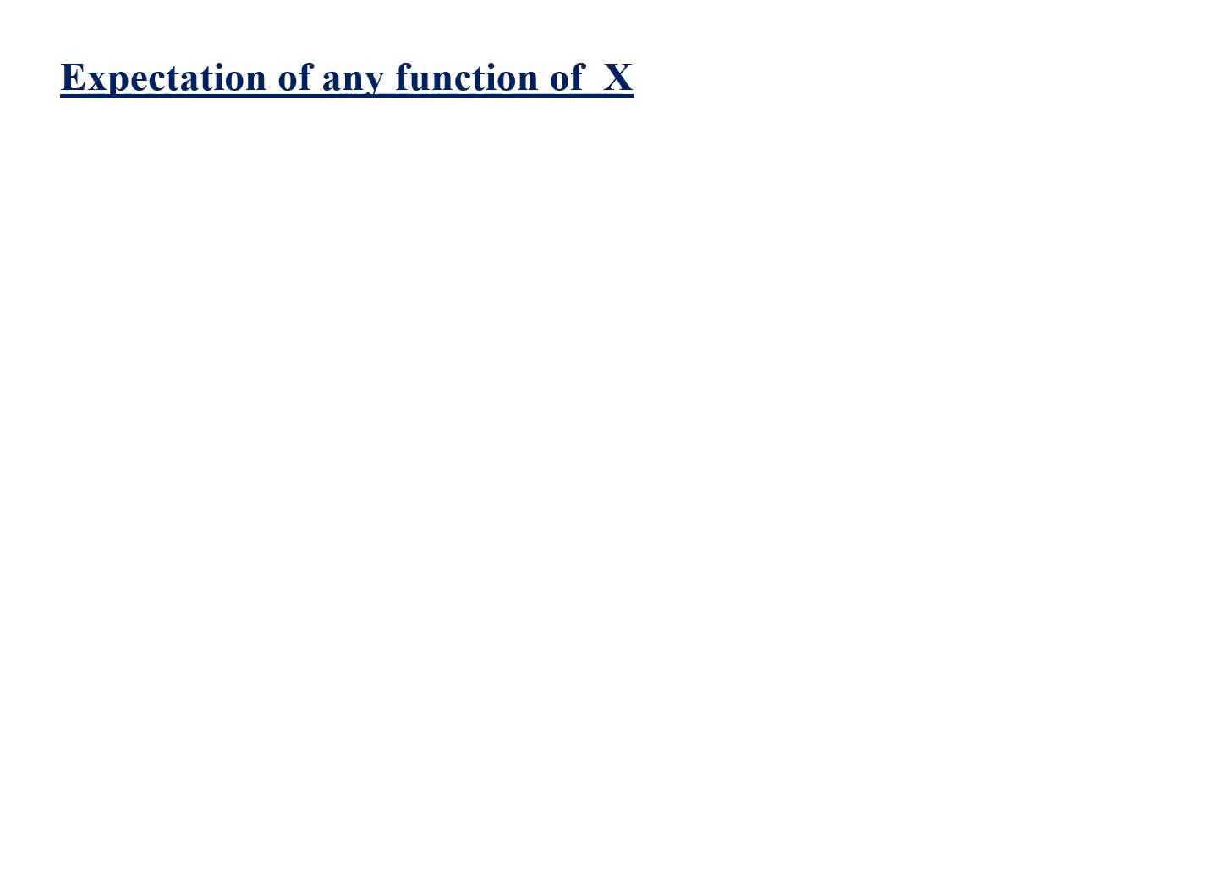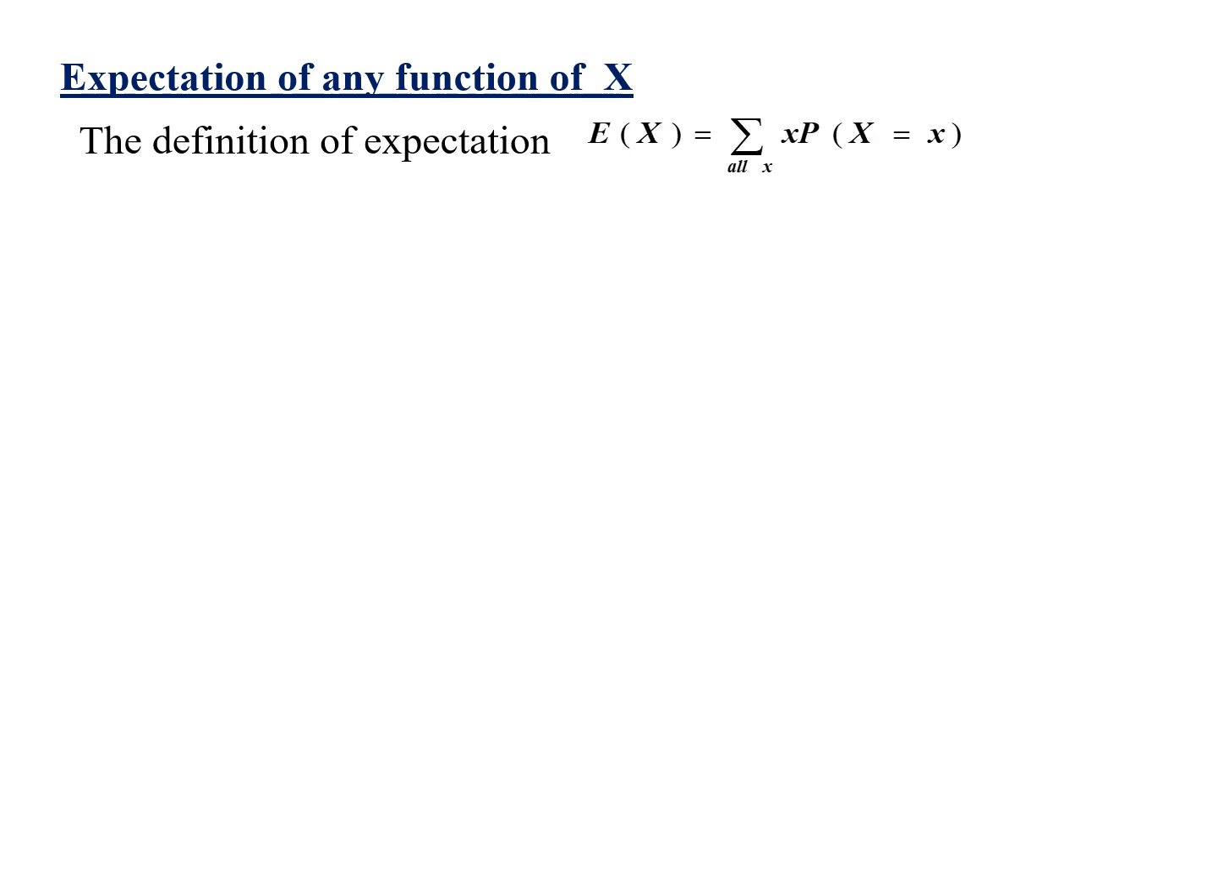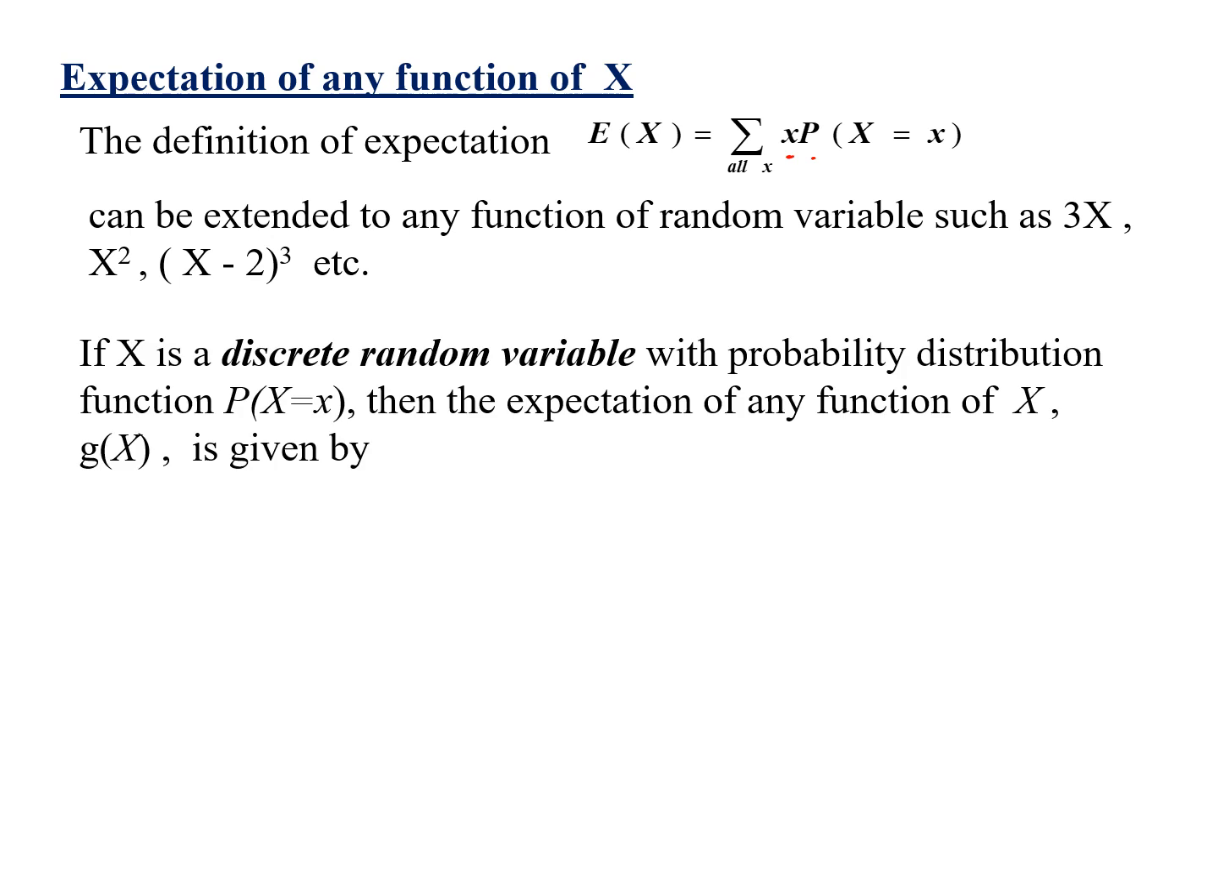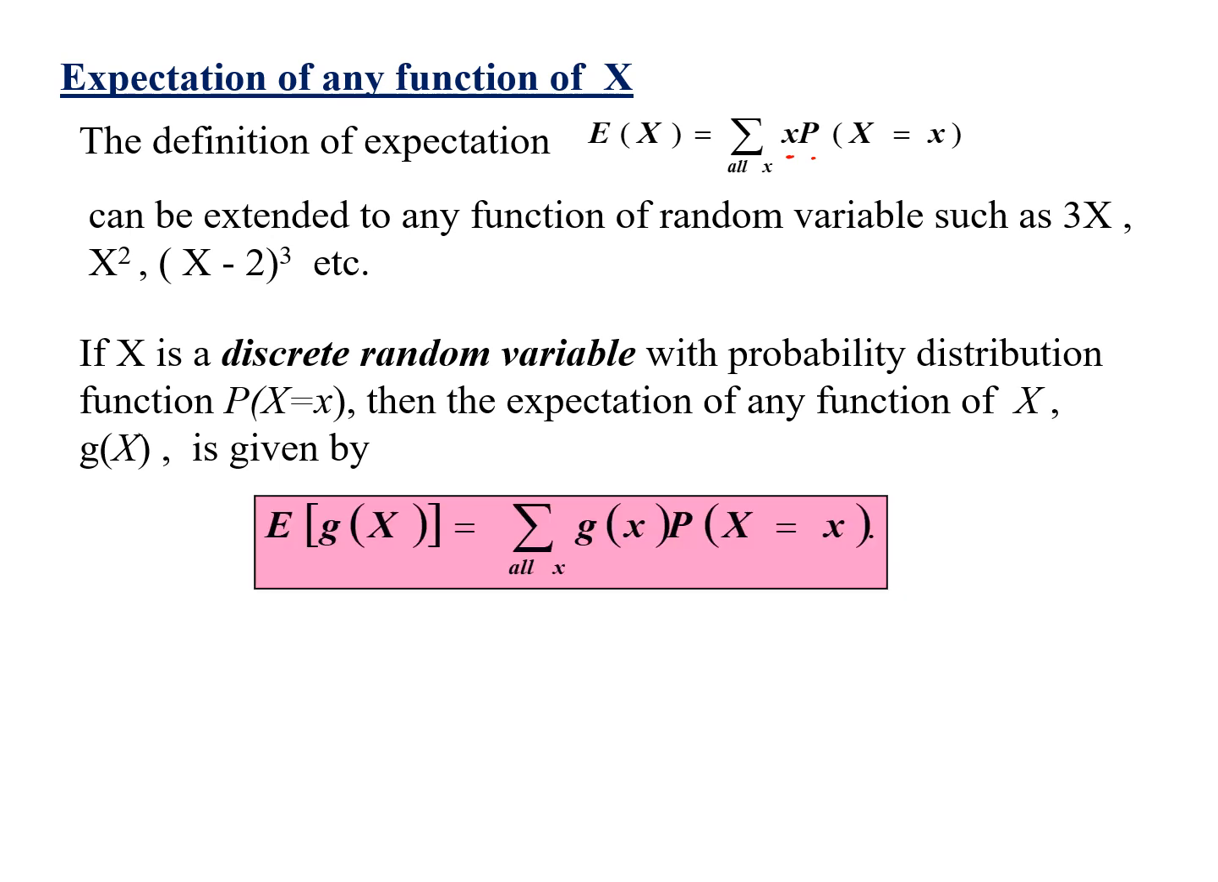Expectation of any function of x. The definition of expectation, E(x) equals the summation of x times the probability, can be extended to any function of random variables such as 3x, x squared, (x minus 2) to the power of 3, and so on. If x is a discrete random variable with probability distribution function p, then the expectation of any function of x, g(x), is given by E(g(x)) equals the summation of g(x) times the probability.